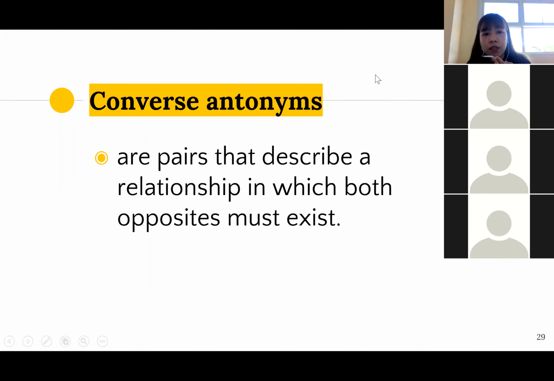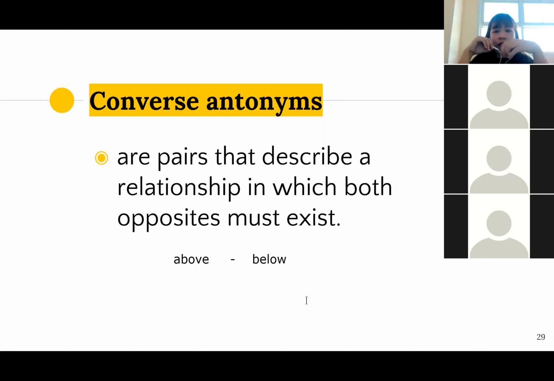On the other hand, we also have the third type, which is the converse antonyms, pairs that describe a relationship in which both opposites must exist. For the words to exist, the other must exist as well. For example, you have the words above and below. Below will exist only if there is an above. There is an up if there is a down.